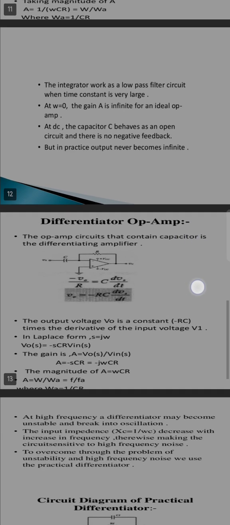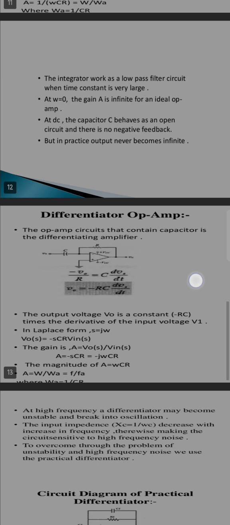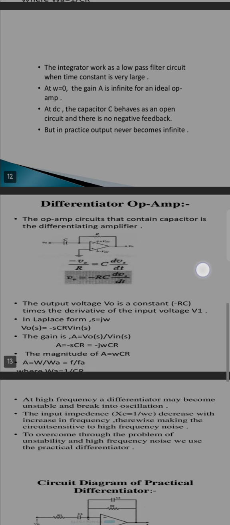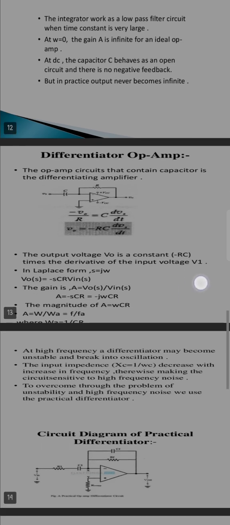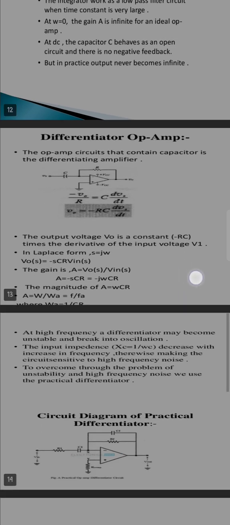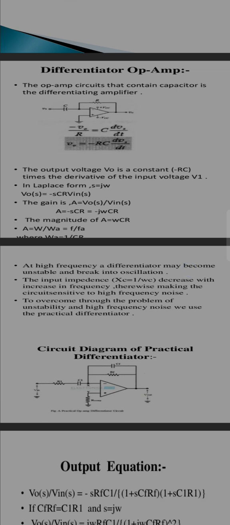Then let us see the differentiator operational amplifier. The output voltage is a constant, that is minus RC times the derivative of the input voltage Vi. At a high frequency, a differentiator may become unstable and break into oscillation. The input impedance, that is Xc equal to 1 divided by omega C, decreases with an increase in frequency. That's why it is represented as Xc equal to 1 divided by omega C.